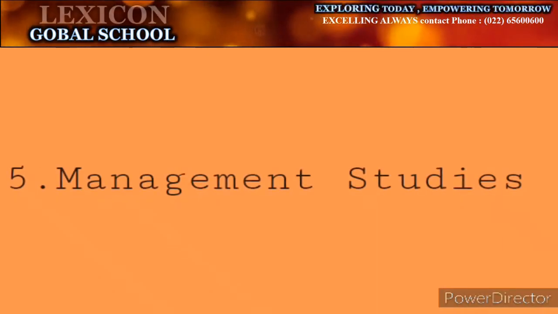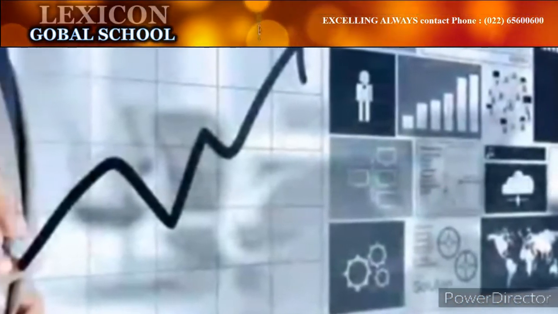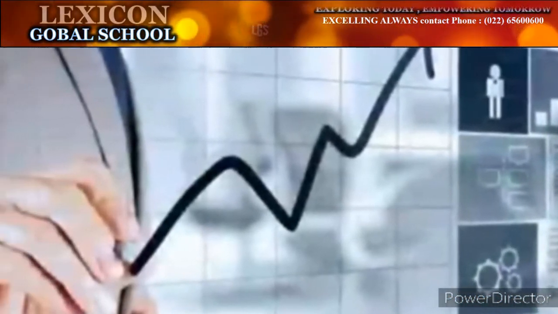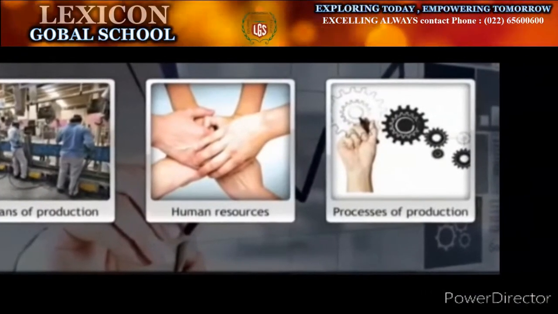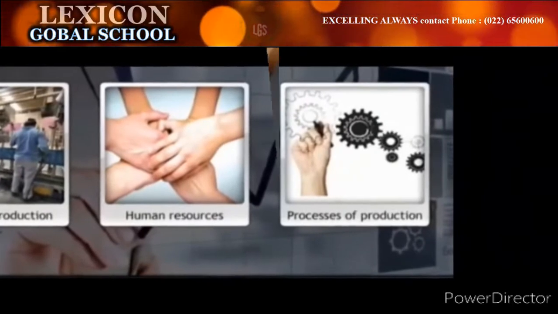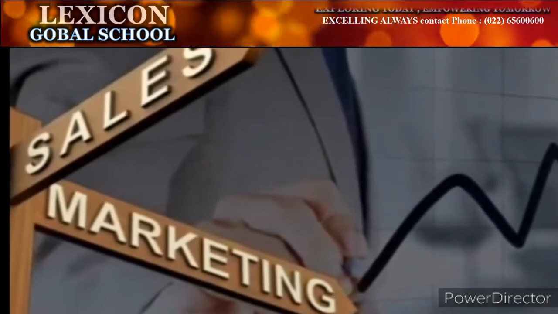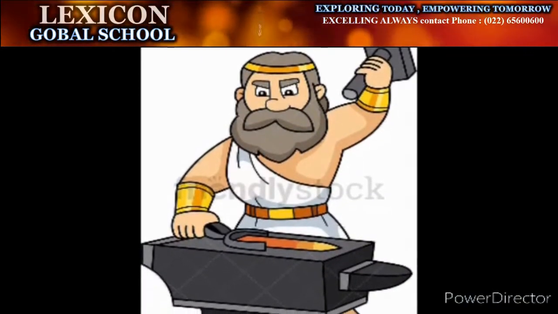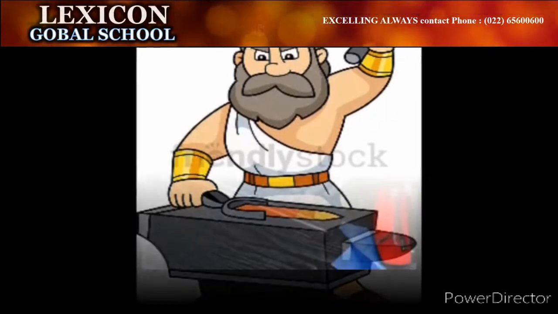Moving on next with management studies. In order to understand the various factors involved in the chain of production, such as means of production, human resources, and process of production, as well as the chain of market and sales management, etc., it is essential to have a knowledge of similar functional systems of the past.